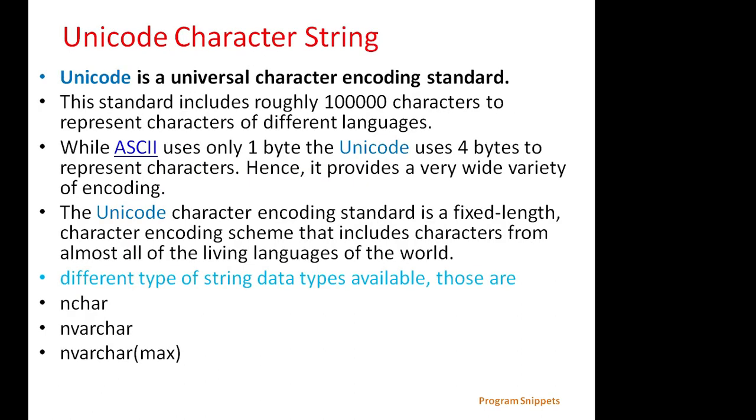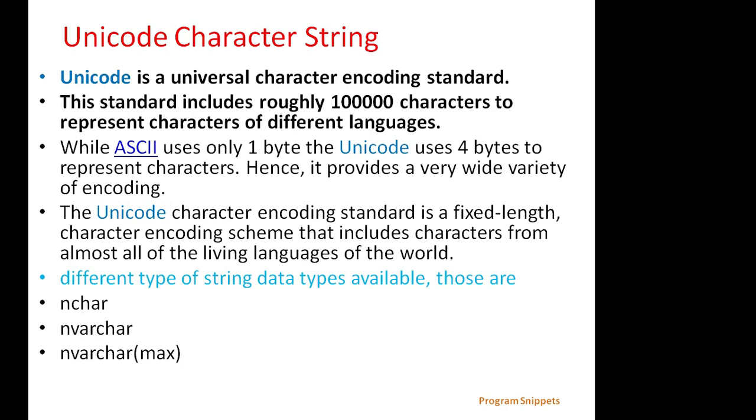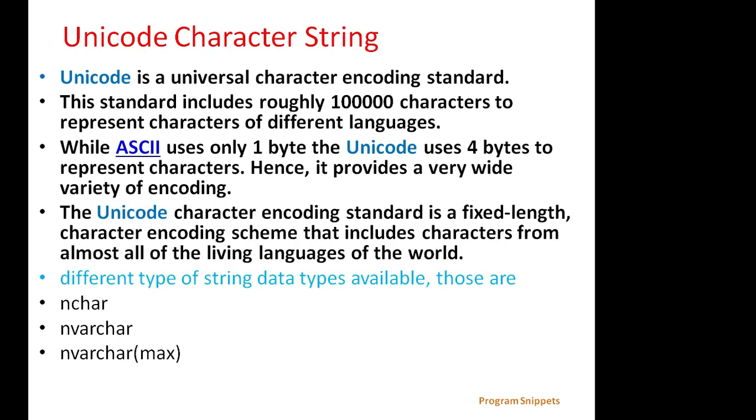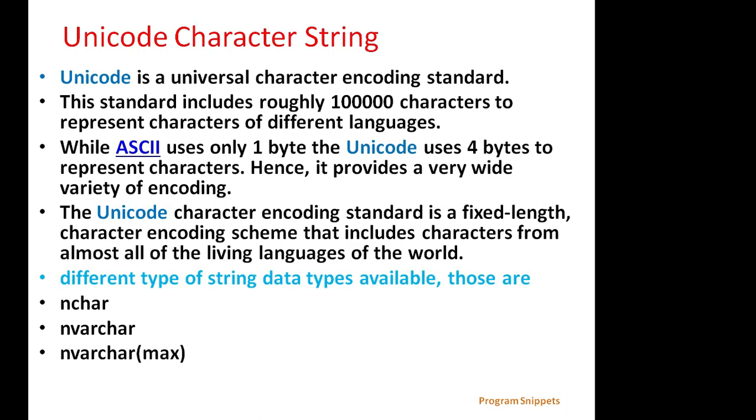Unicode is a universal encoding standard. This standard includes roughly 1 lakh characters to represent characters of different languages. While ASCII uses only 1 byte, Unicode uses 4 bytes to represent characters. Hence, it provides a very wide variety of encoding. The Unicode character encoding standard is a fixed length character encoding scheme that includes characters from almost all the living languages of the world. Different types of string data types available with Unicode character strings are nchar, nvarchar, and nvarchar max.